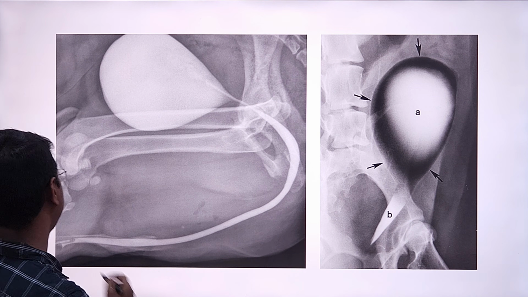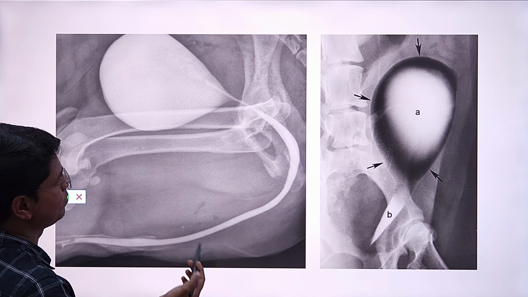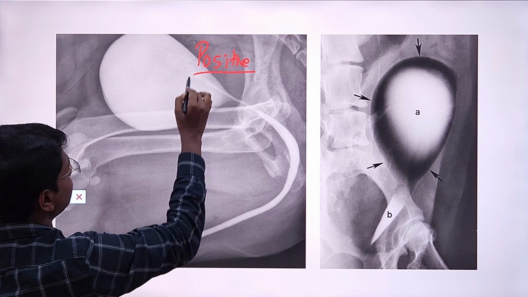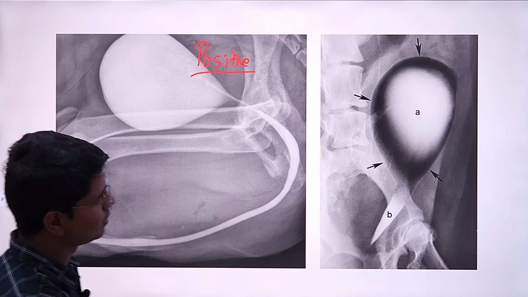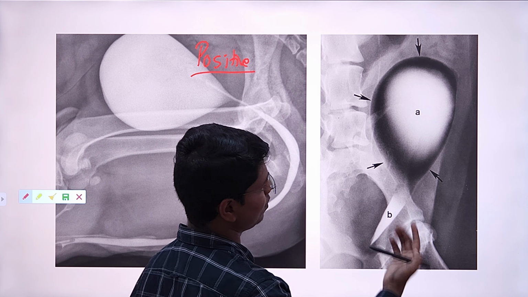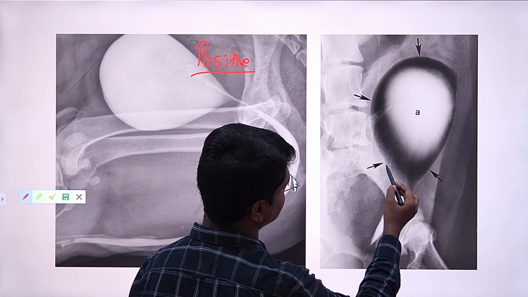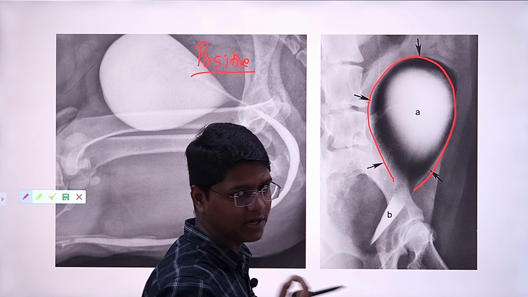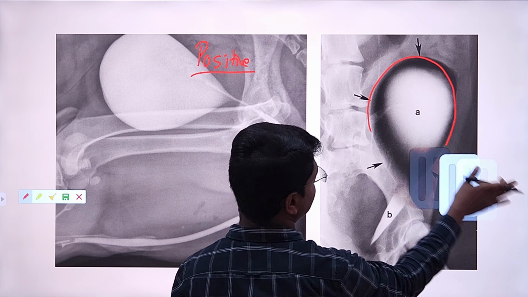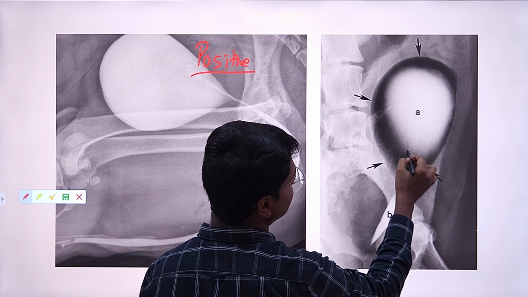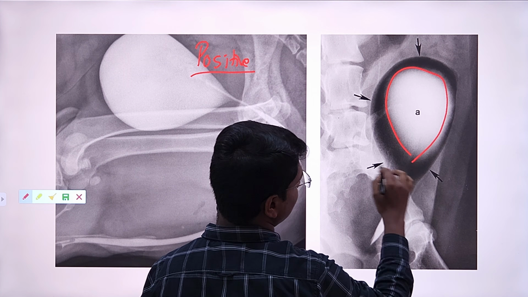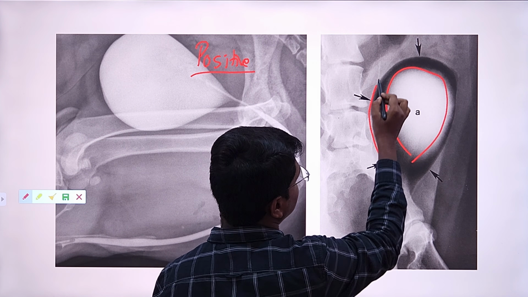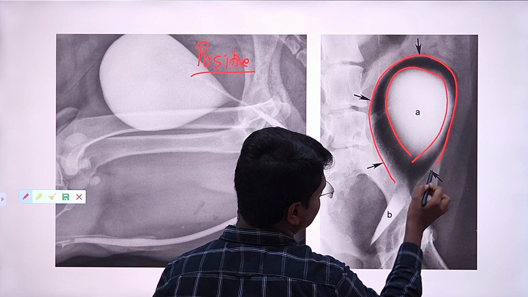Let us see some normal images first. This is normal positive contrast. I already told you, I will show you some pictures of negative contrast. This is positive contrast. This is double contrast, this is an oblique view. Notice the mucosal lining. This is the mucosal lining, and it is very thin. Centrally you will find the positive contrast, and in the periphery you will find the negative contrast. This is the mucosal lining or the bladder wall.